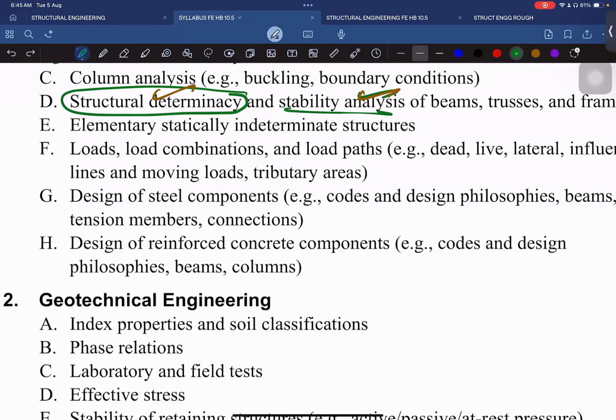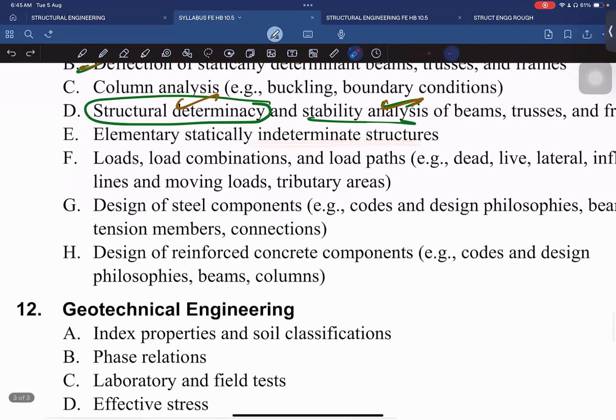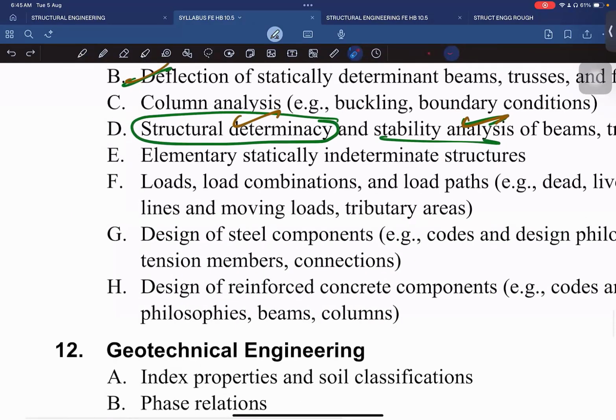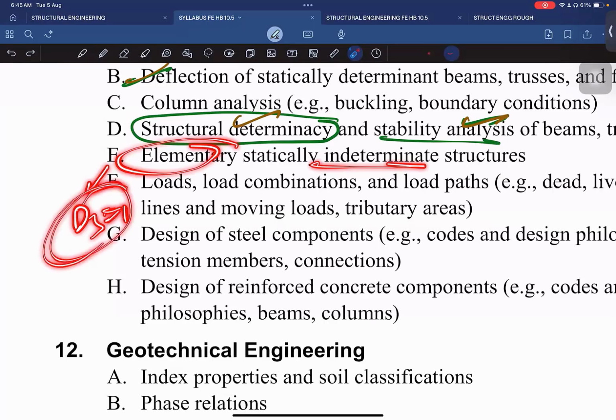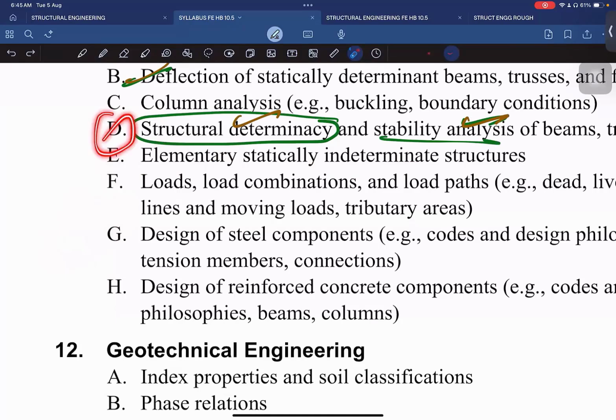So using compatibility equations, we'll solve the indeterminate structures. But since we don't want to make the syllabus difficult, they will say just elementary statically indeterminate structures. Those are very simple, like degree of static indeterminacy is 1. By using one compatibility equation, we'll get the answer. There is one topic for that, we'll study that also.